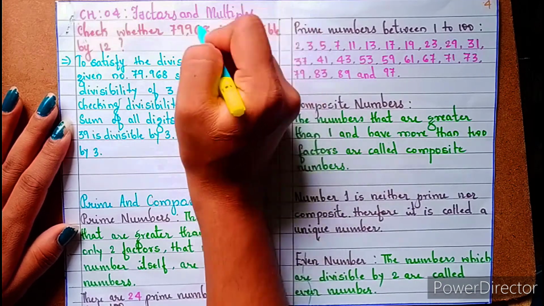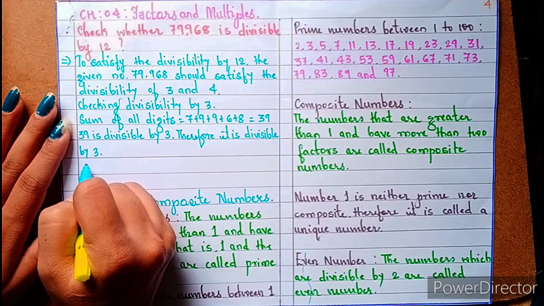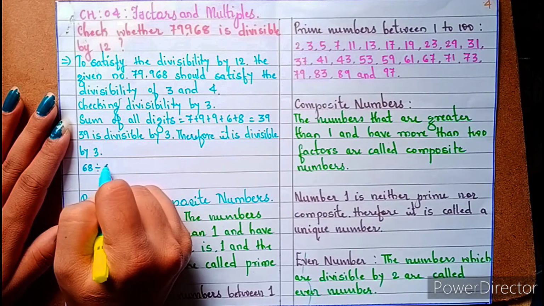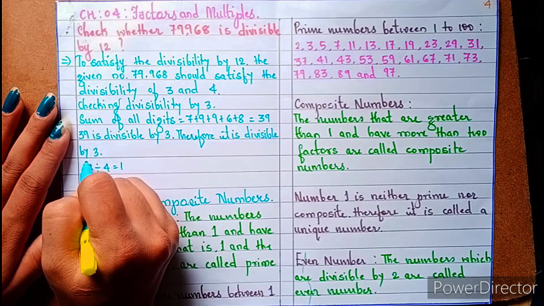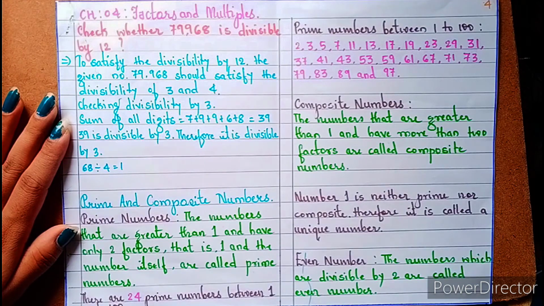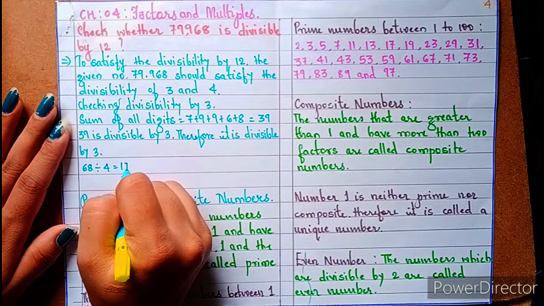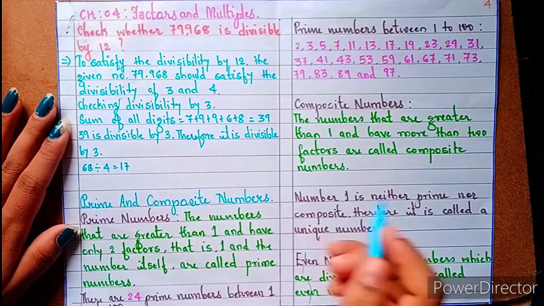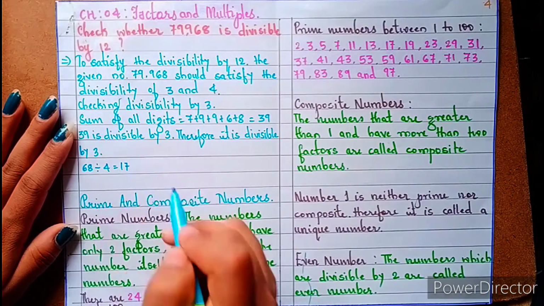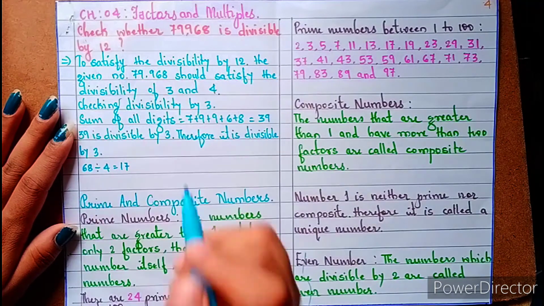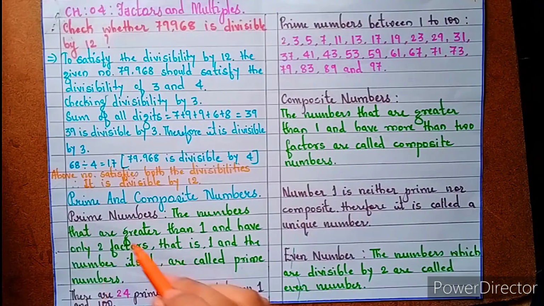Just see here, 68 divided by 4. So 4 ones are 4, remains 2, and 4 sevens are 28. Thus we get the answer 17. Therefore the number is completely divisible by 4, and therefore this number is divisible by 12. It satisfies both the divisibilities. Therefore, the number 79,968 is divisible by 12.